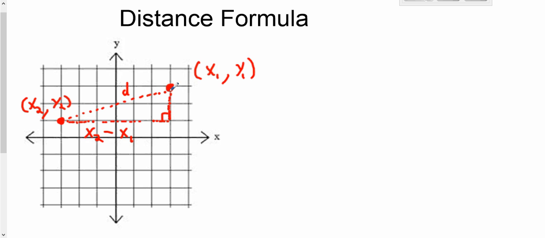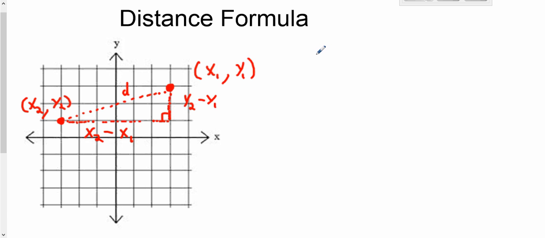Now find the height. These are our y's. If we want to go from here to here, we can subtract the y-coordinates as well: y2 minus y1. In subtracting, we will find the distance of this leg. Now using our Pythagorean theorem, we can say that leg squared plus leg squared is equal to d squared, remembering that d is our hypotenuse.